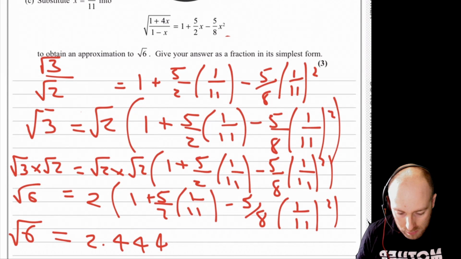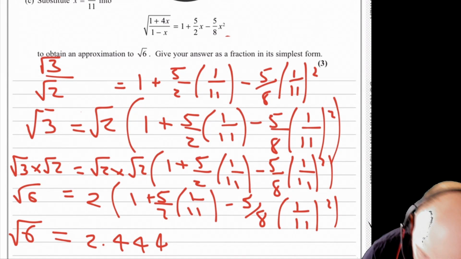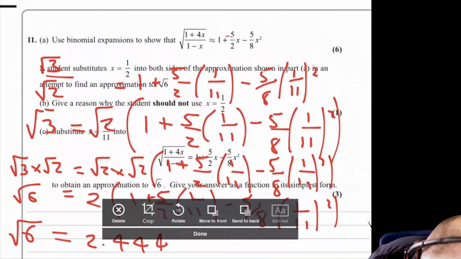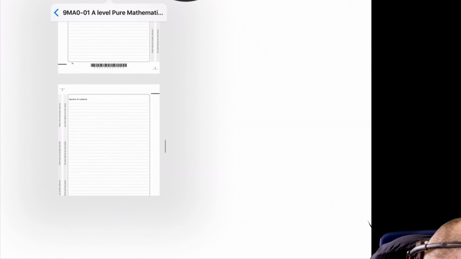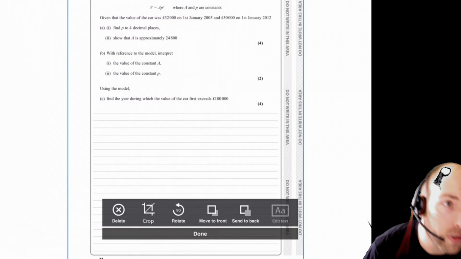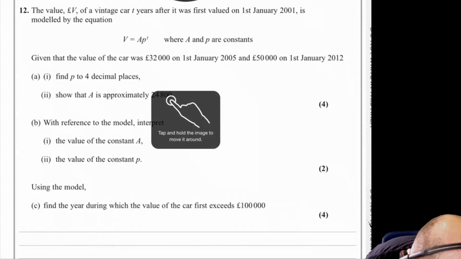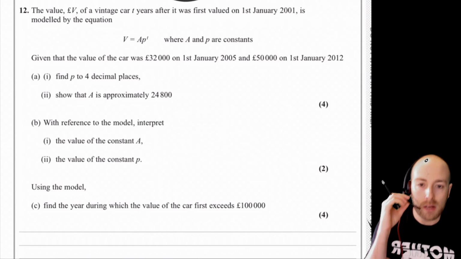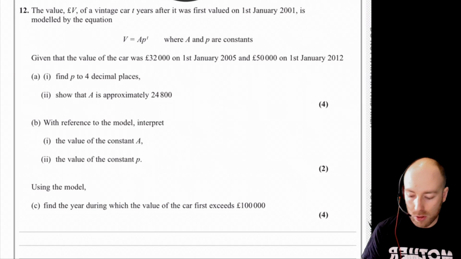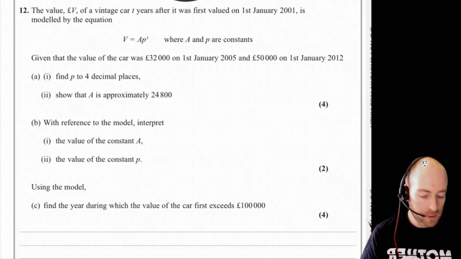Okay, next question. What are we up to? That was 11, so question 12 next. And we've got 45 minutes. Yeah, I think we'll finish this today. So we've got a 10 marker, value of a car. It's a modeling question. So I'll give you guys 10 minutes to do that.